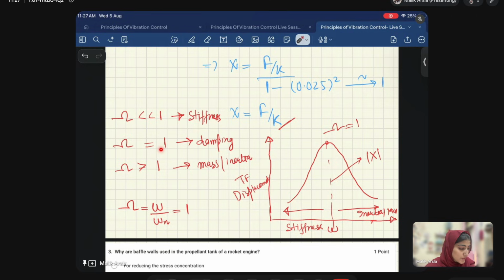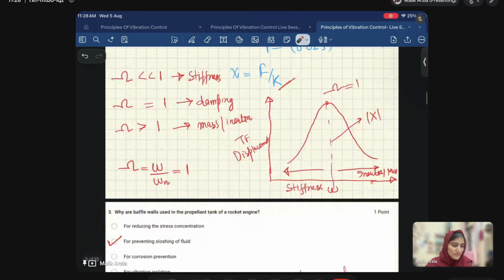And if this omega is equal to 1, the parameter important for vibration control is damping, which you can also see here corresponding to this peak. So here omega is basically the ratio of excitation frequency upon natural frequency. And if this omega is much greater than 1, then this is mass or inertia control. So basically in this graph you can simply remember that this region corresponds to damping control. Beyond this it is inertia control, and before this it is stiffness control. So I hope this is clear.